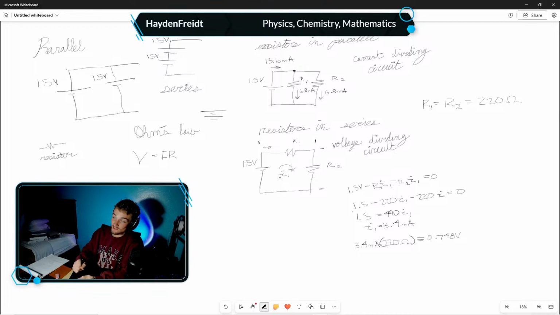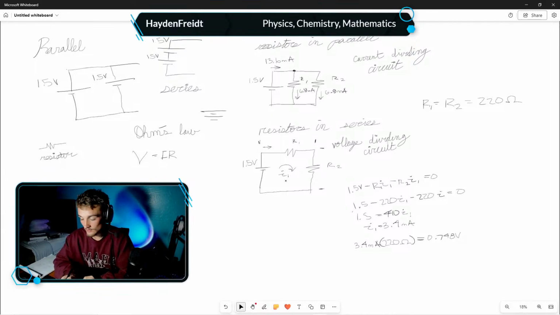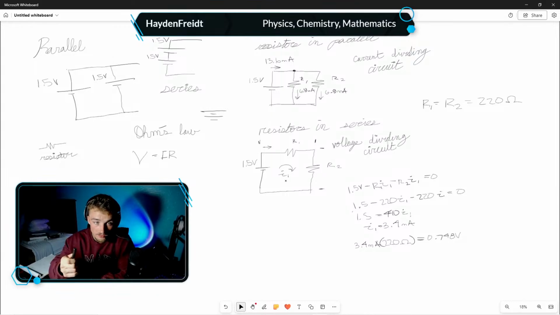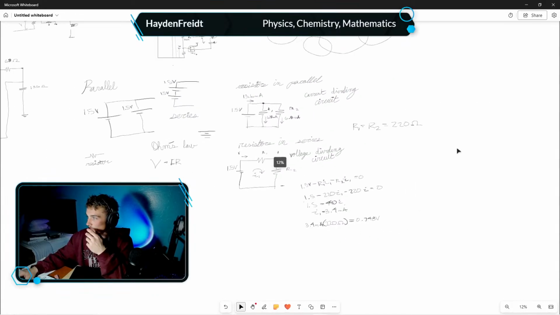In total, whereas in this circuit, we literally only have 3.4 milliamps being drawn from the battery because it's constant. When you have resistors in series, the current is constant. Okay, so very important to know Ohm's law, very important to understand the difference between series and parallel, and very important to understand Kirchhoff's junction rule and Kirchhoff's loop rule.